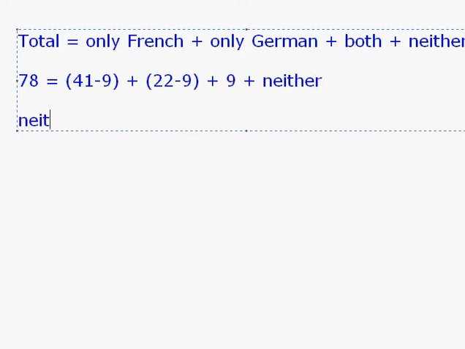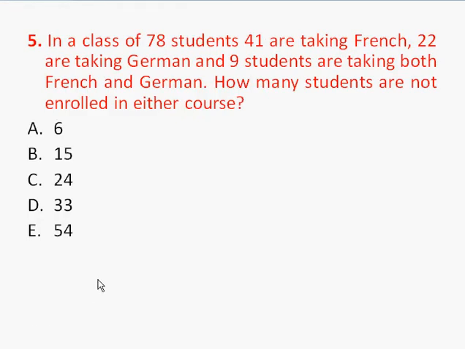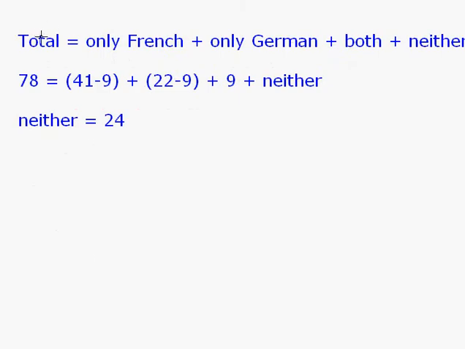And for both the subjects, there were 9 students, plus neither of them that we need to find out. So neither of them will be equal to, if you carry out, it will come out to be 24, okay? So 24 students are not enrolled in any of the courses, okay? So the option C is correct. Alright, so we can just use this particular understanding, because total number of students will be only French plus only German plus both plus neither. Okay, now we'll move to next question.